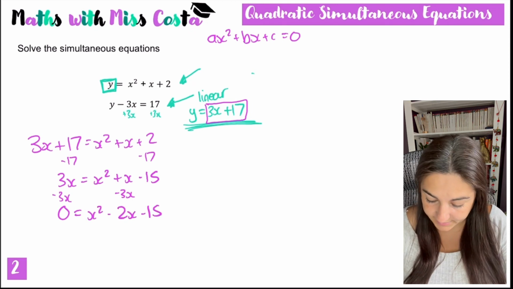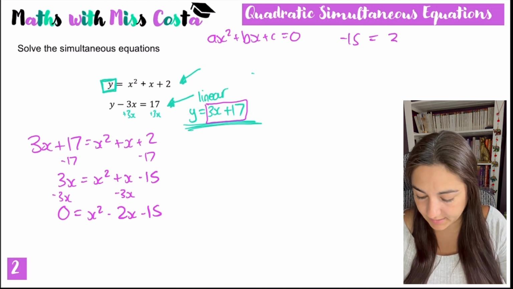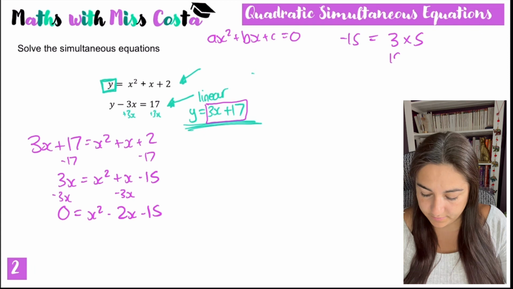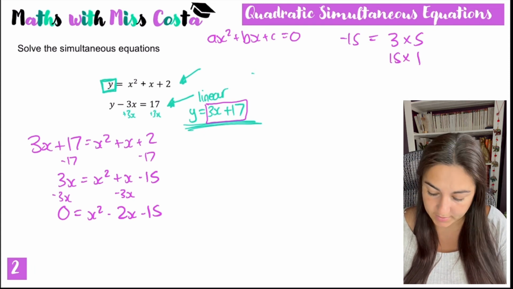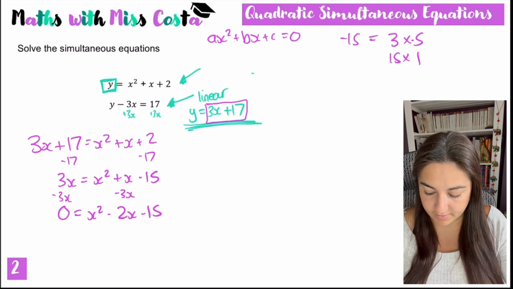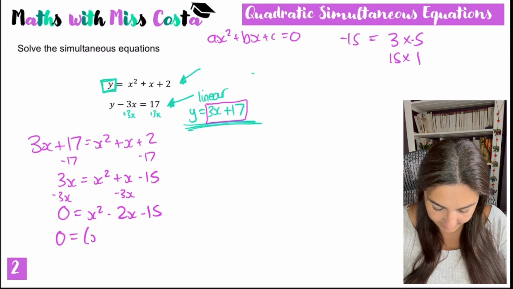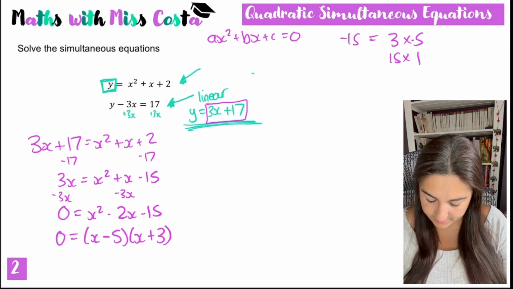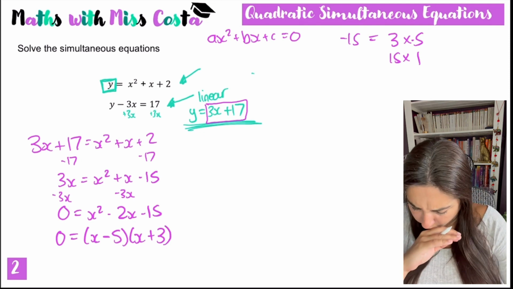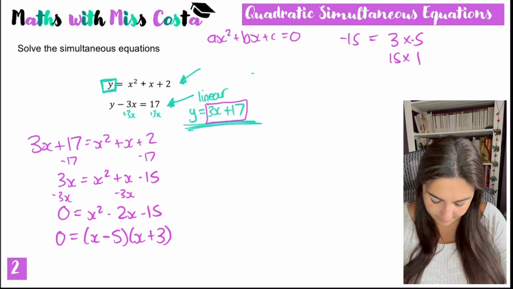Now I need to factorise it. So what are numbers that multiply to make -15? 3 times 5, 15 times 1, and also add to make -2. So I would say -5 plus 3 gives you -2. So I'd say x minus 5 and x plus 3. Let's just double check. -5 times 3 is -15. -5 plus 3. Yeah, perfect.